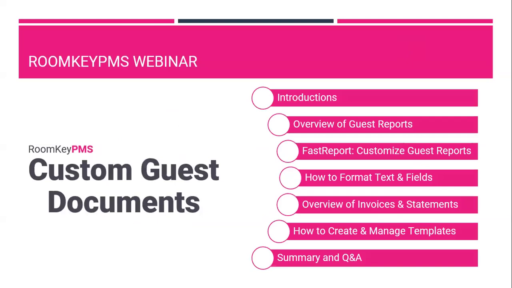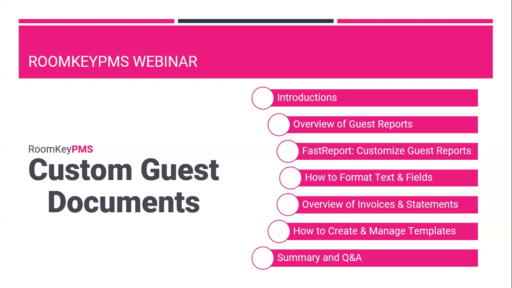So an overview of today's presentation, we'll start with some introductions, as always, with our webinar. Then we'll dive right into taking an overview of the different guest reports that are available in Roomkey. We'll talk about using the Fast Report tool to customize those guest reports. Then we'll look at some common questions that we get about formatting text and fields using that Fast Report tool.